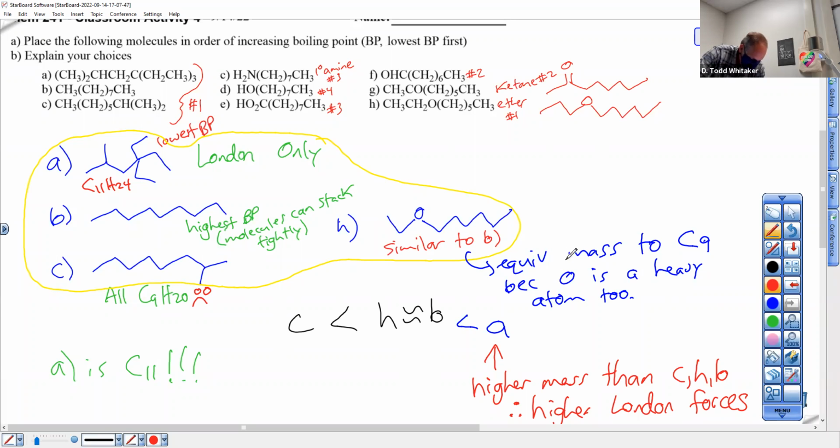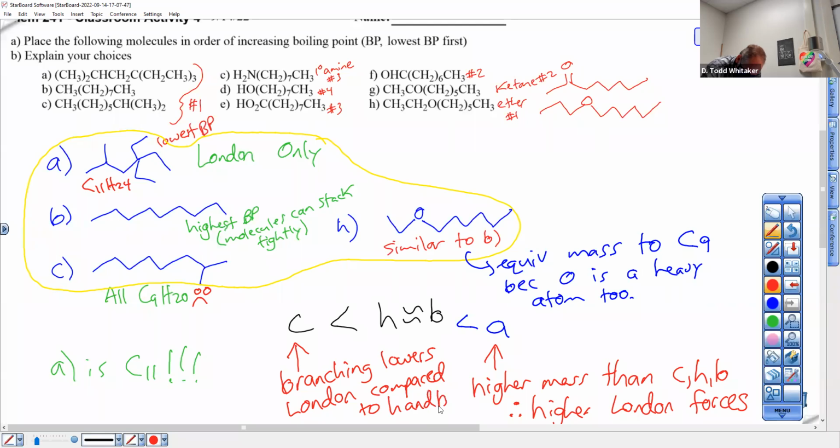Okay? So your discussion has to talk about these having London only. Your discussion has to say that, it doesn't yet, but it's going to. Branching lowers London compared to H and B.